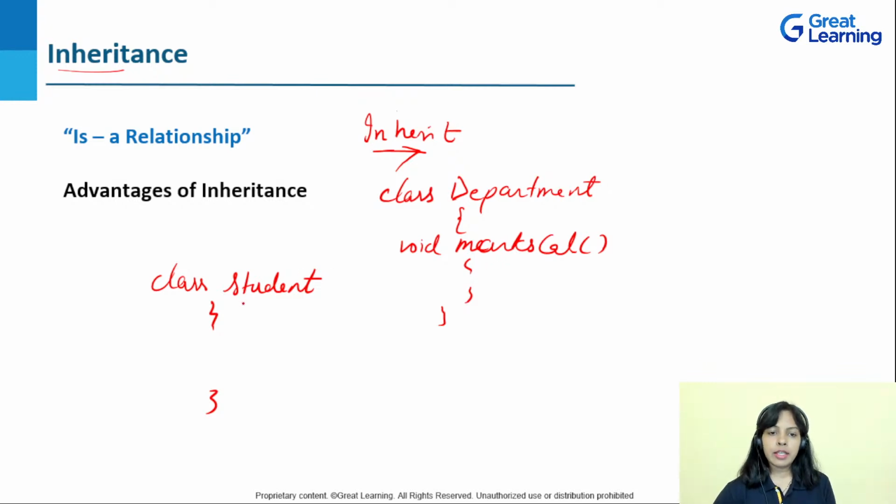Now class student is created. Inside that class also, I want the functionality of calculation of marks for each student. What will I do if I don't know the concept of inheritance? I'll be just writing this method again. Void marks cal again. Yes or no? But if I am knowing the concept of inheritance, what will I do? I will acquire all the property of department to student. And how can that be done? By using the extends keyword.